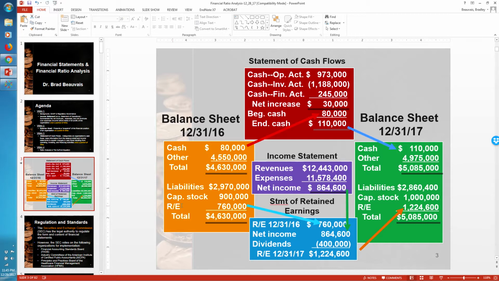Likewise, we see retained earnings down here at the balance sheet at the end of 16 being transmitted over to the statement of retained earnings for the 2016-2017 time frame, and then we see retained earnings as of the end of 2017 being reflected on the balance sheet. Likewise, the income statement, the revenues less expenses, that net income also gets brought down to the net income line on the statement of retained earnings, and then of course gets translated over to the balance sheet that we just described.